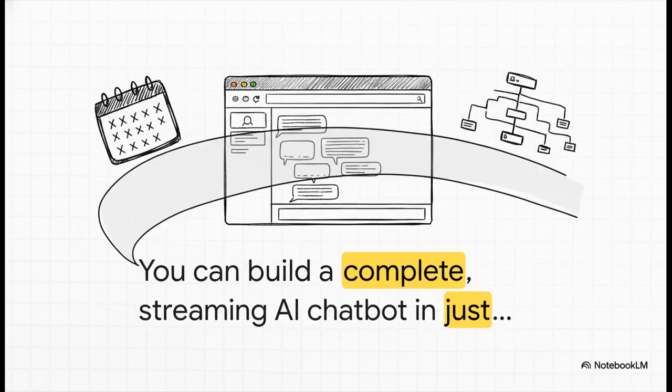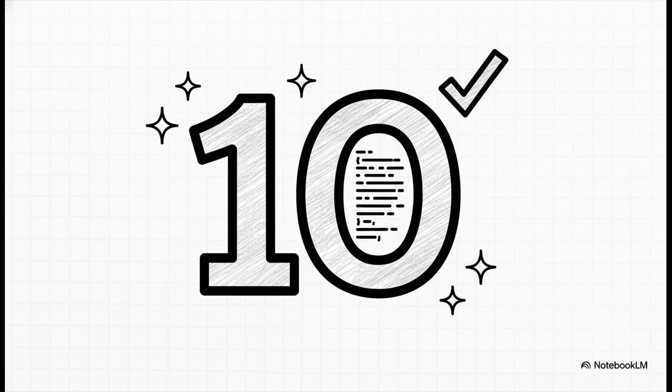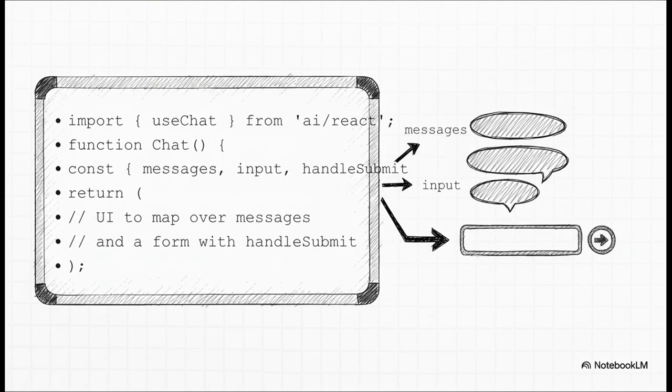And when you put all three of those things together, the result is kind of staggering. It means you can build a complete streaming AI chatbot, something that honestly used to take days, maybe even weeks of work, in just 10 lines of code. Seriously, 10. And here's the proof right here.